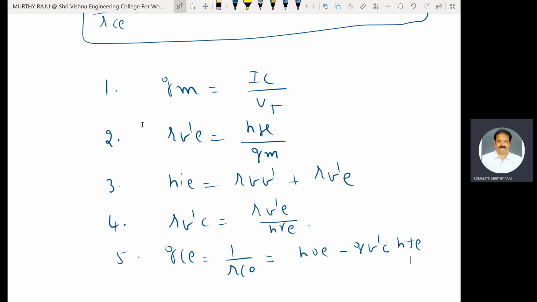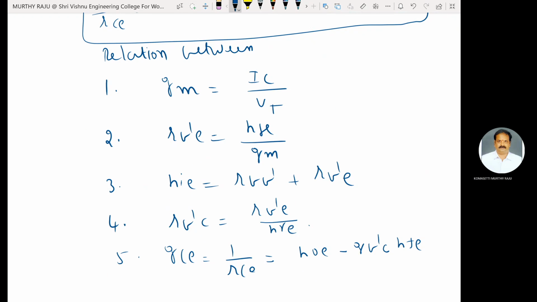Relation between hybrid pi and H parameters. This is the relation between hybrid pi and H parameters.